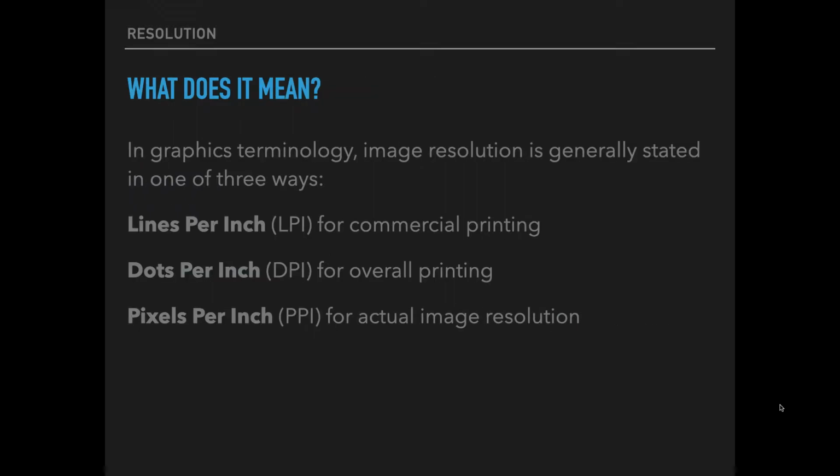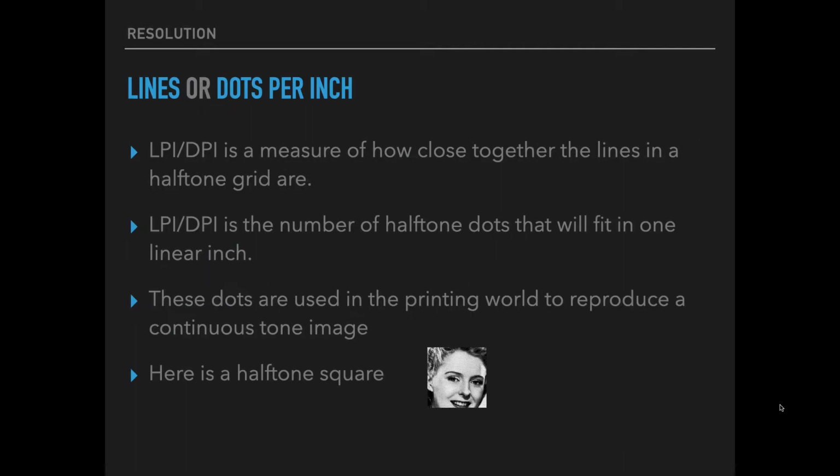What does it mean? In graphics terminology, image resolution is generally stated in one of three ways: lines per inch for commercial printing, dots per inch for overall printing, and pixels per inch for actual image resolution. Lines or dots per inch. LPI/DPI is a measure of how close together the lines in a halftone grid are.